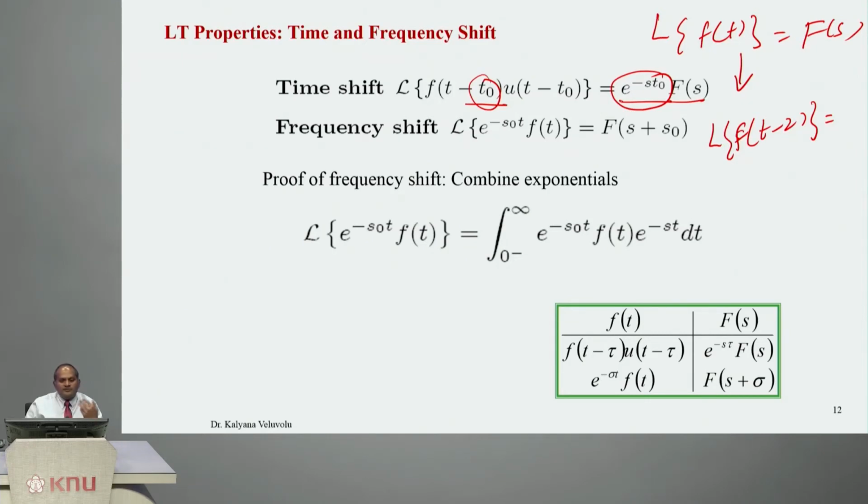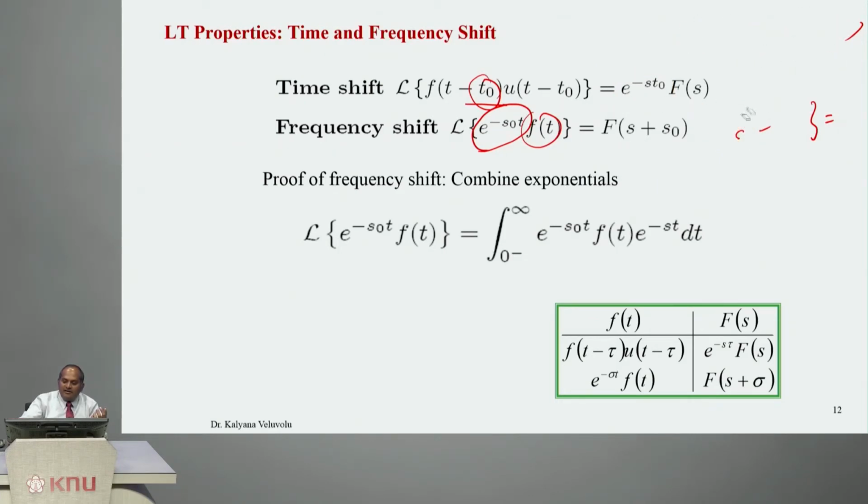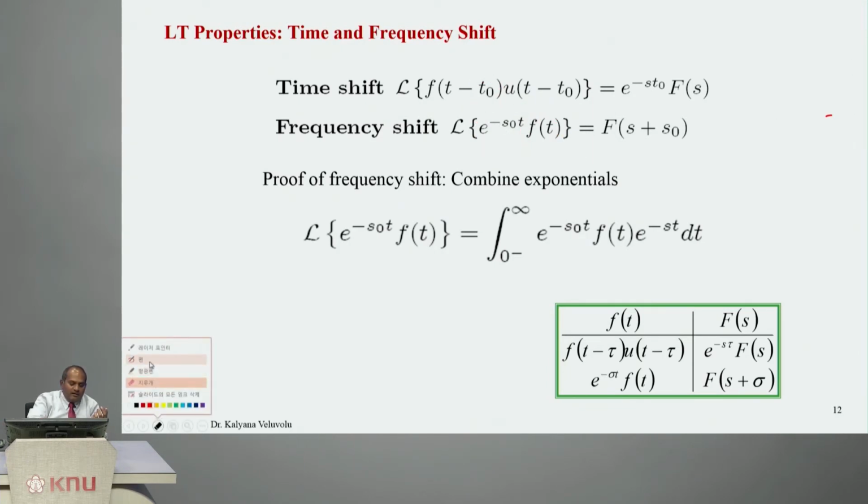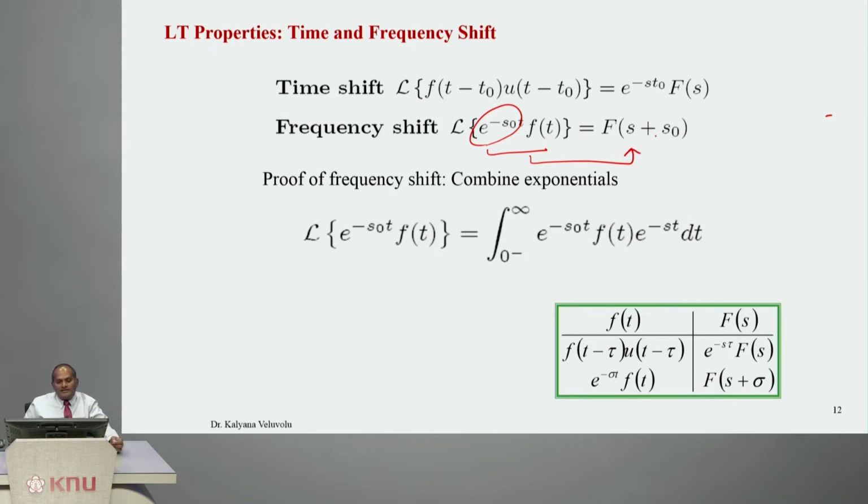Now, what happens with frequency shift? Suppose I multiply e power minus s0 t in the time domain, I have the signal. So if we have this kind of signal in time domain, this can actually affect the system in frequency domain. If you have e power minus s0 t in time domain, it actually becomes F of s plus s0. What this is saying is, if you make a frequency shift in time domain, you're going to see the shift in the Laplace domain as well.